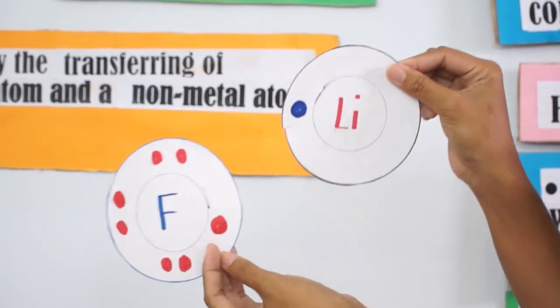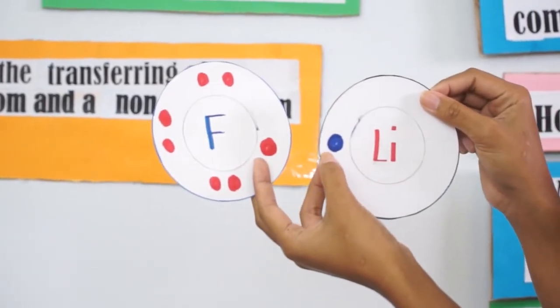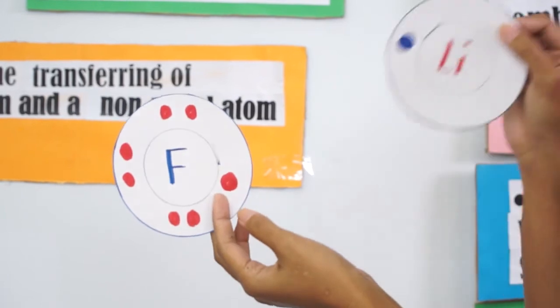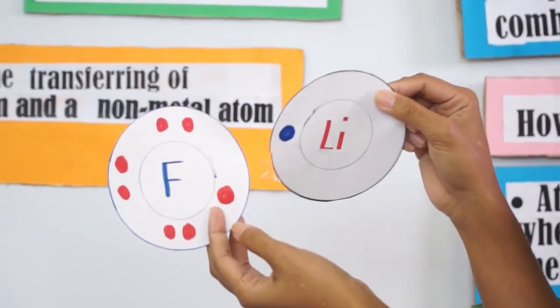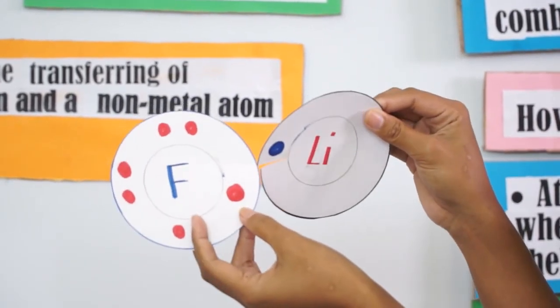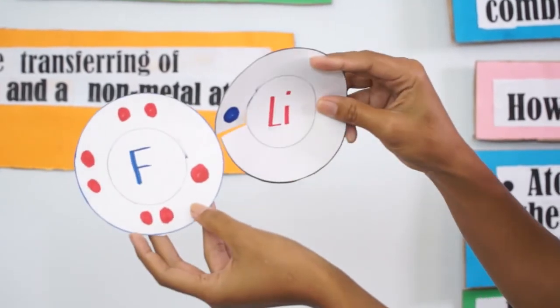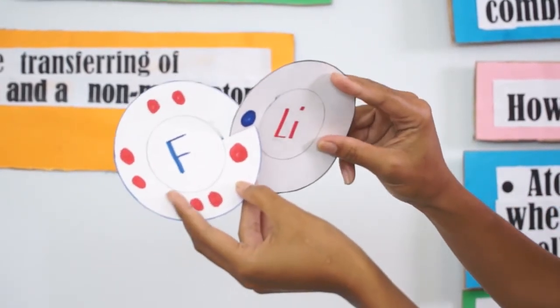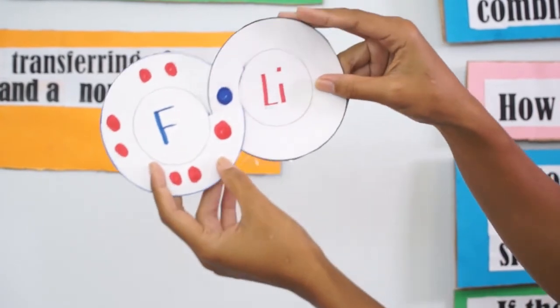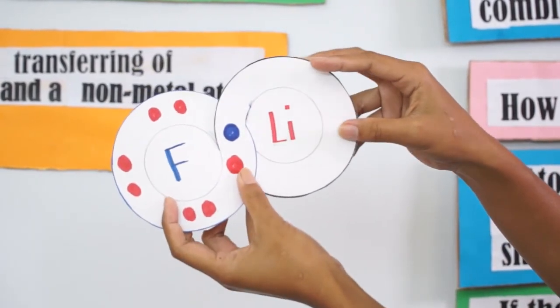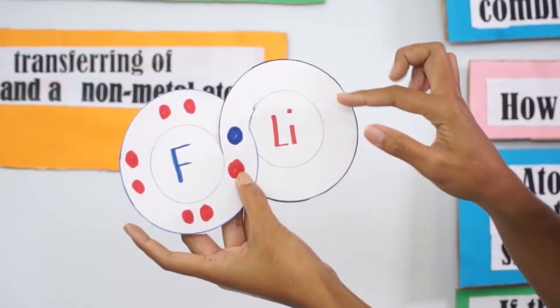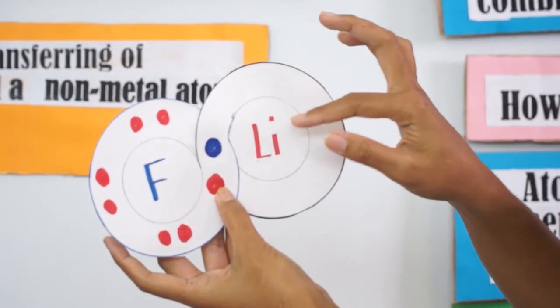Our third example for chemical bonding is from fluorine and lithium. Fluorine is on the side of non-metal atoms, while lithium is on the side of metal atoms. From your understanding of the periodic table, you can determine the type of chemical bond that will form. Here, fluorine has 7 valence electrons and lithium has only 1 valence electron.